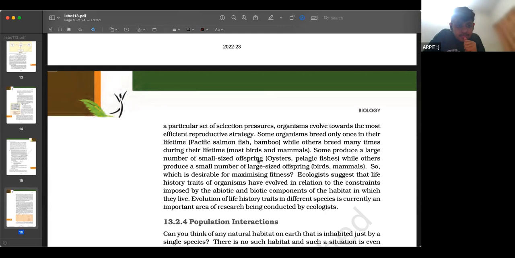Bamboos, yes, sir. So he used to have bamboo plantations. We still have that, but he has only seen it flowering once in his life. Okay, so some species breed only once.